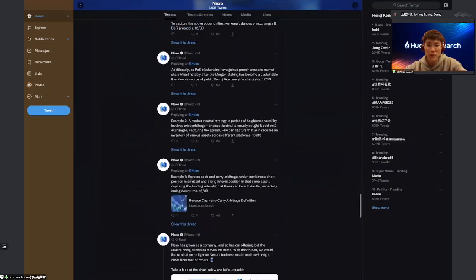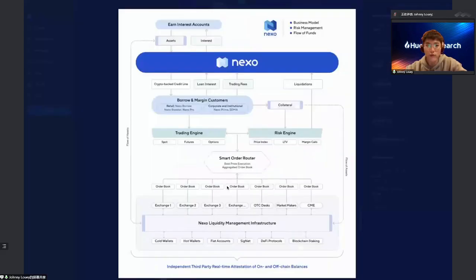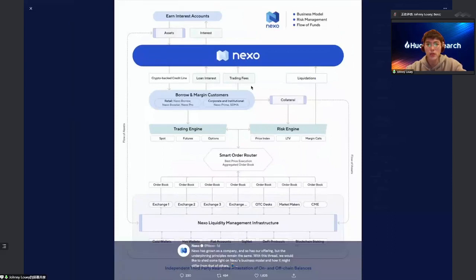They have a lot of examples here. Reverse cash and carry arbitrage, a market neutral strategy in periods of heightened volatility, involves price arbitrage. So a lot of arbitrage in trading. And also they have the company structure here. This is basically their business model.